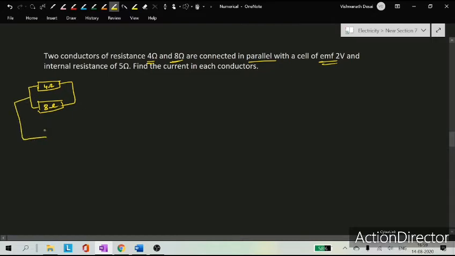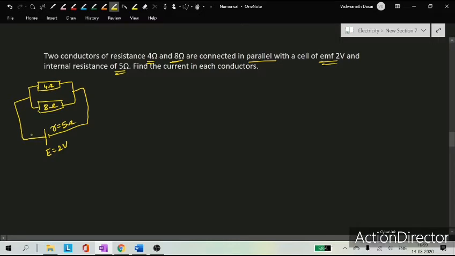They are connected with a cell. The EMF of the cell is given, so this is equal to 2 volt. And internal resistance is given. The internal resistance of this is 5 ohm. Find the current in each conductor.